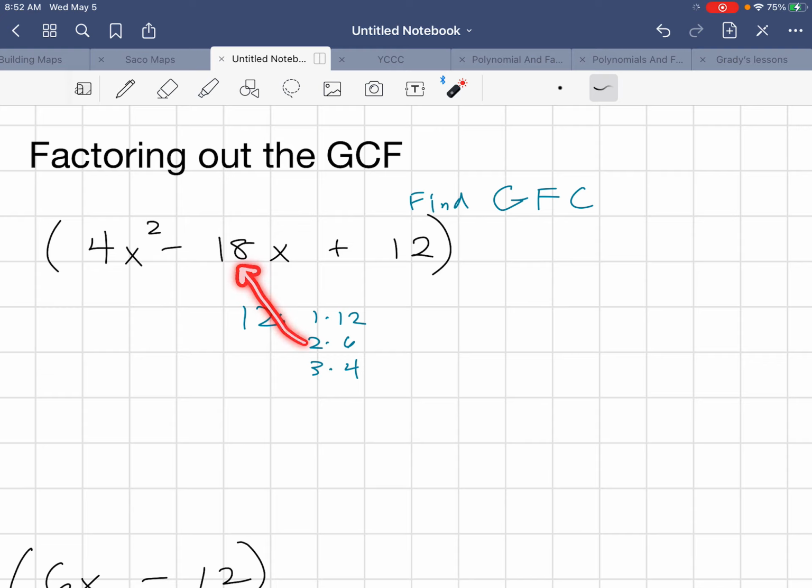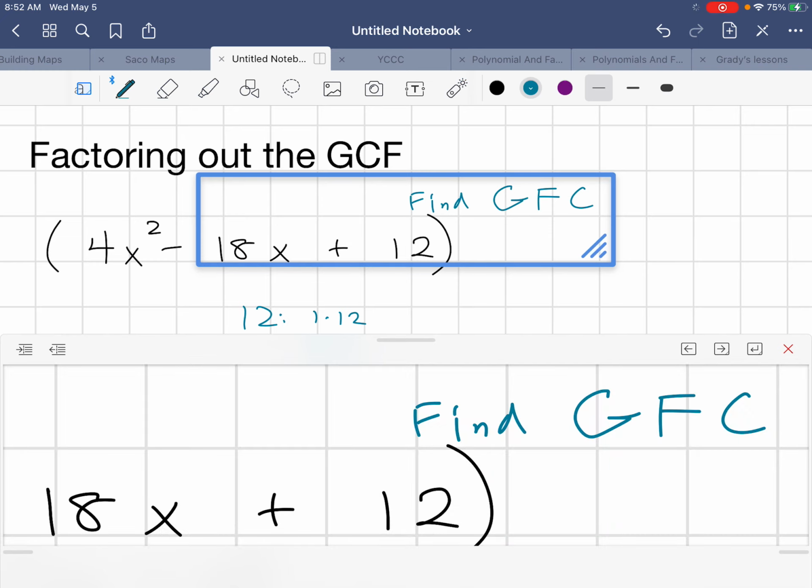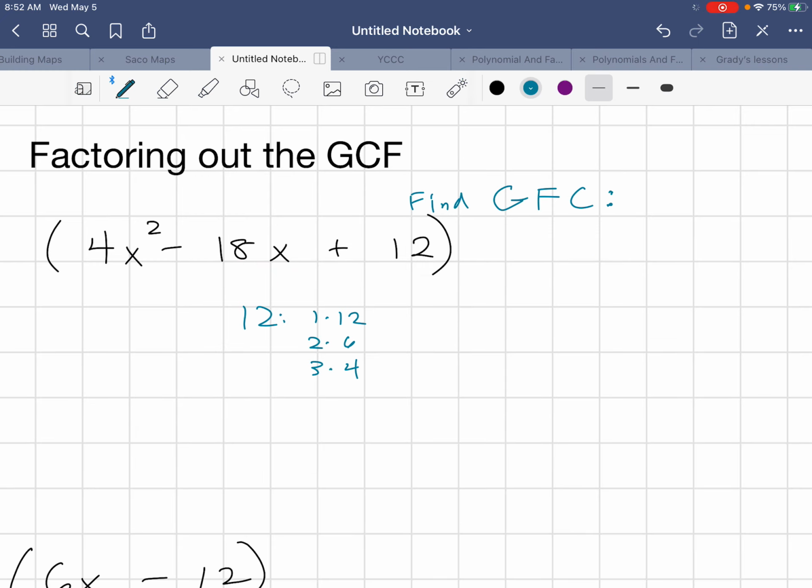2, however, goes into both of those. It also goes into the 12. So the GCF in this problem is simply just the number 2. Again, if you need more help with that, watch the prior video. This video is not going to help you.